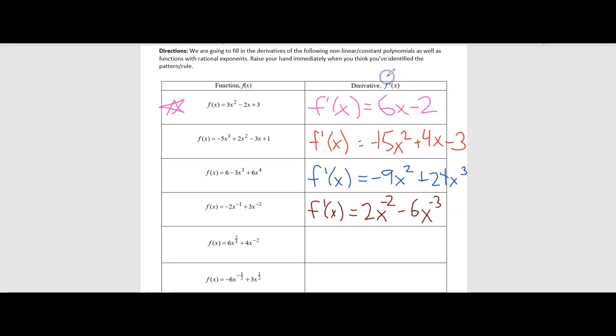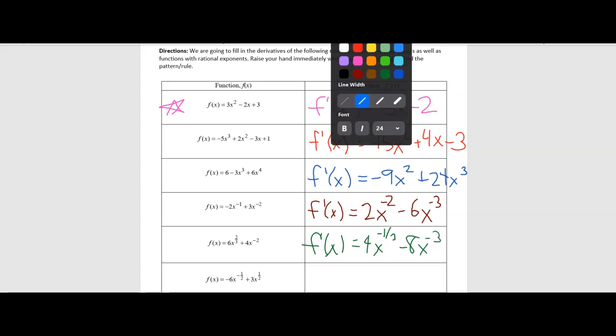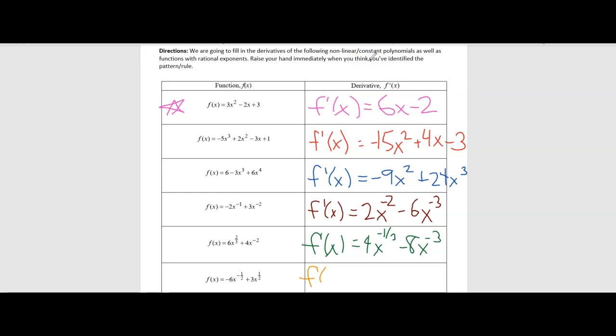The next derivative would be f prime of x is equal to 4x to the negative 1/3 power minus 8x to the negative 3rd power. And our last one, f prime of x, make sure we see that prime, is equal to 3x to the negative 3/2 power plus 3/2 x to the negative 1/2 power.